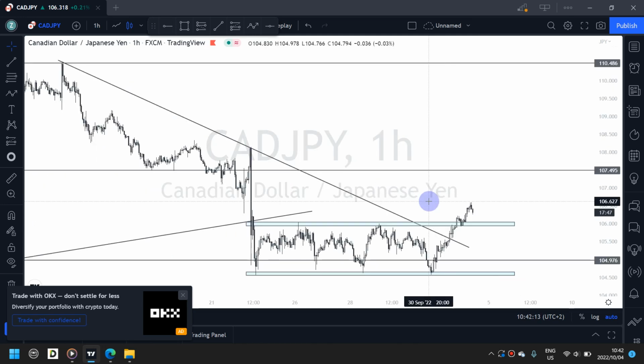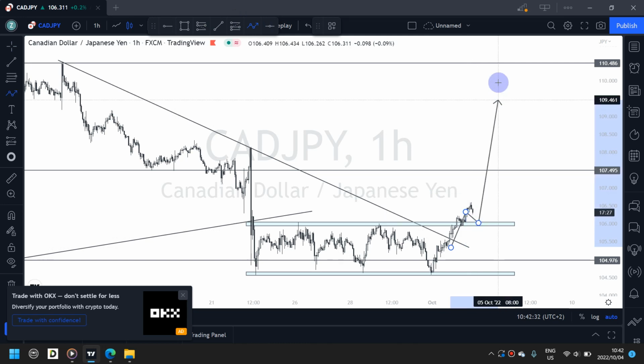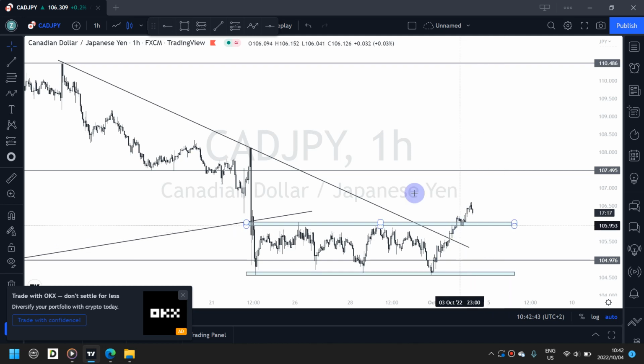But as I always say, cater for not only sells or buys, but both, cater for both buy and sell setups. So what I had in mind was that if the market does break out of the trend line, and not just the trend line but also the zone, and retests the zone, then for me that would be a signal to now cater for buys. So as you can see, this is exactly what happened.